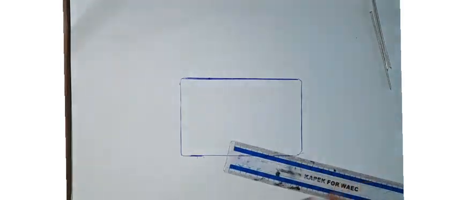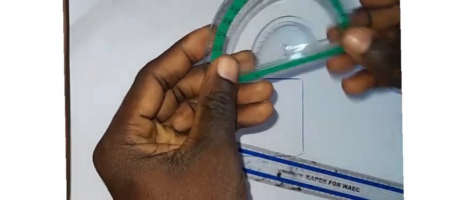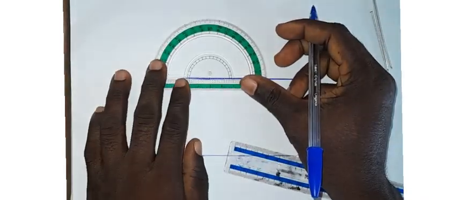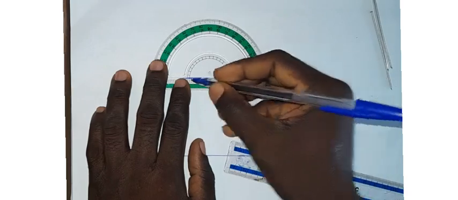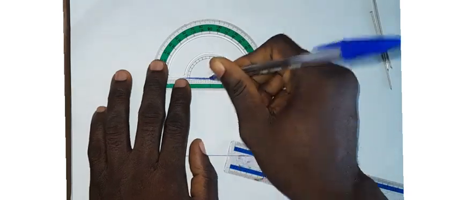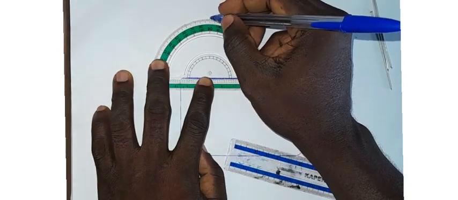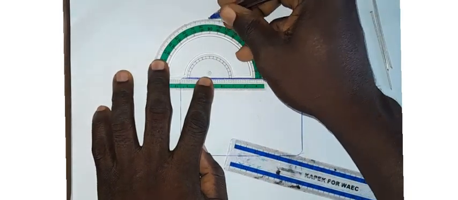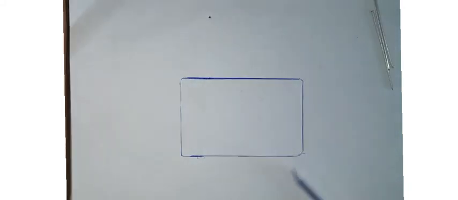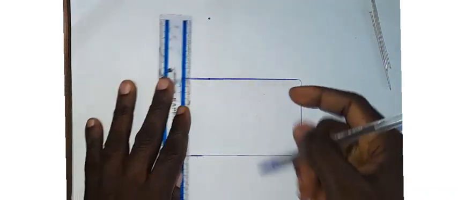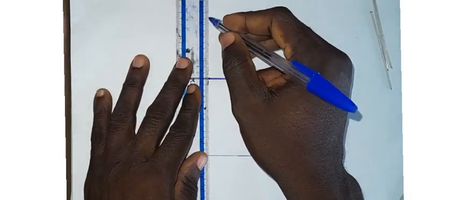Okay? Now the next thing I have to do is to draw my normal. I will take this to draw my normal, place this on top of this, and ensure that the zero mark of this and this is on top of the line, while this point here is on the mark. So I'll come to this place. This is 90. I'll put a dot on 90 like this. The essence of doing that is to be able to draw a line that is perpendicular to what? This line, which is known as what? The normal.